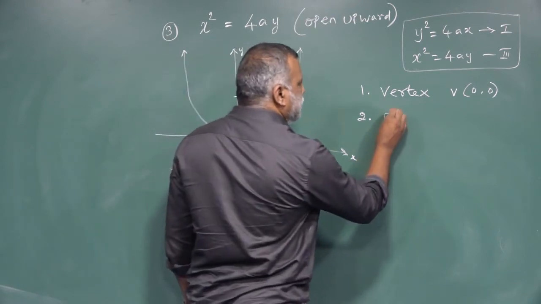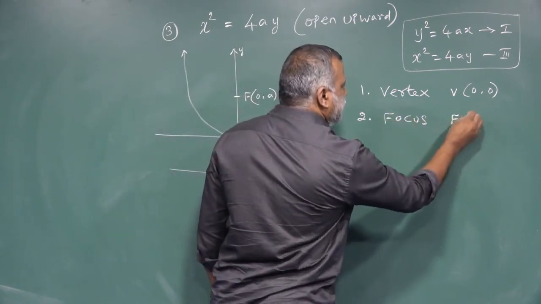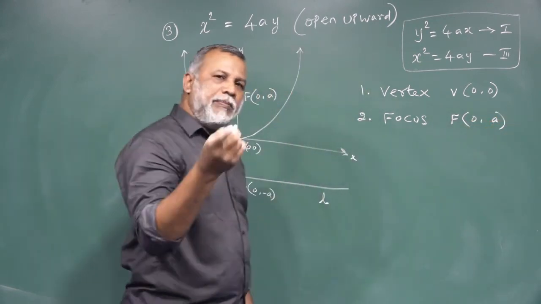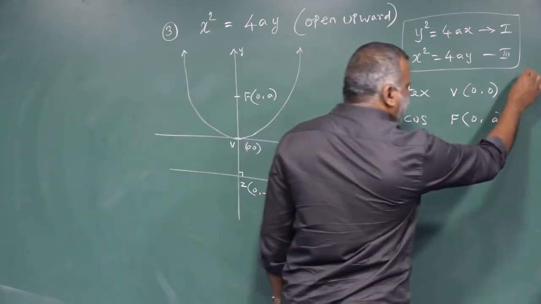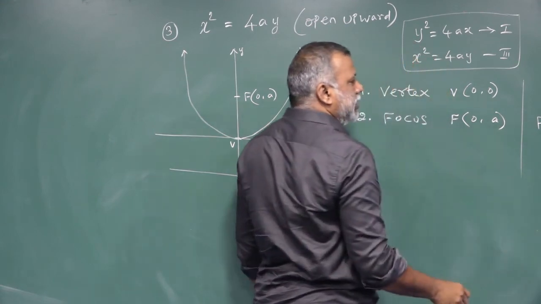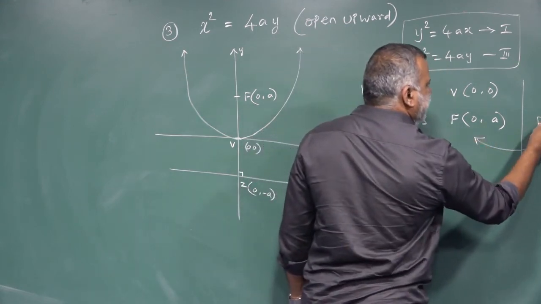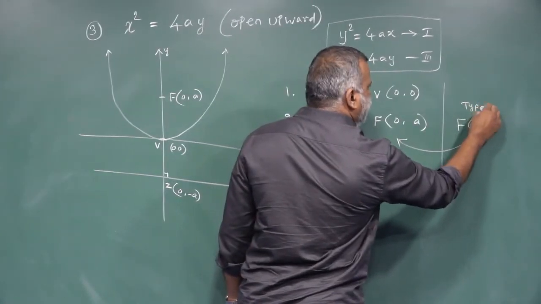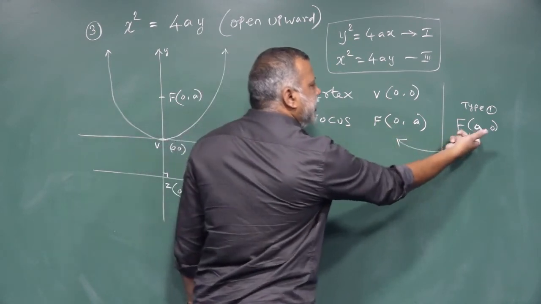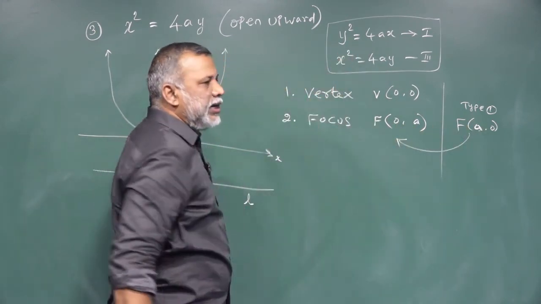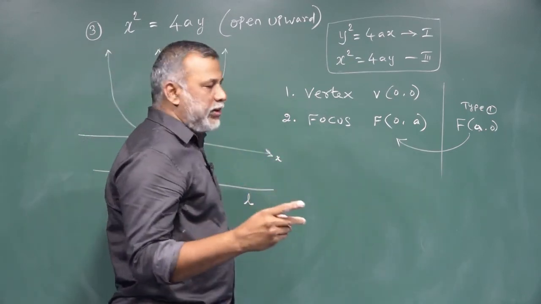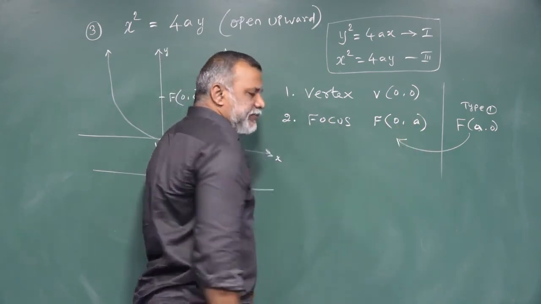Now the focus. See the focus here, 0 comma a. Compare with type 1. In type 1, we already worked out that the focus is a comma 0. Type 1 focus a comma 0, type 3 focus 0 comma a. What is the difference? Interchanging x and y. So that is what I am initially explaining: by interchanging the values of x and y, we can get the focus. So no need to memorize, just work out: 0 comma a is the focus.